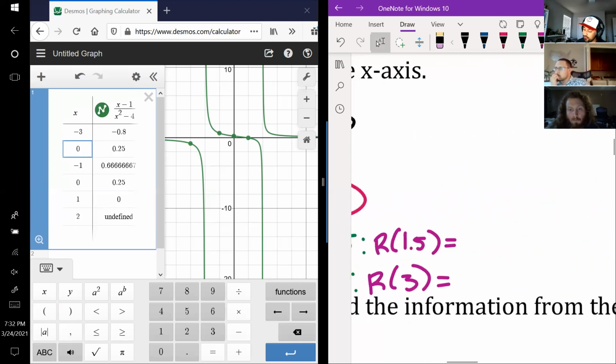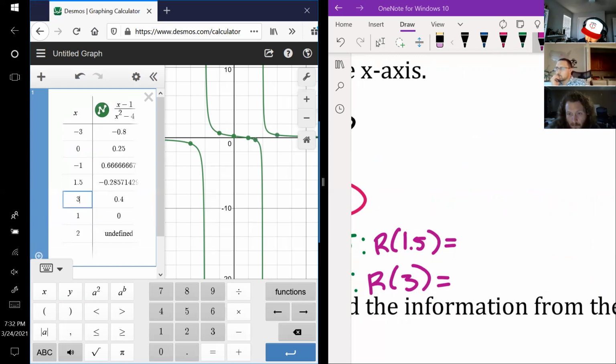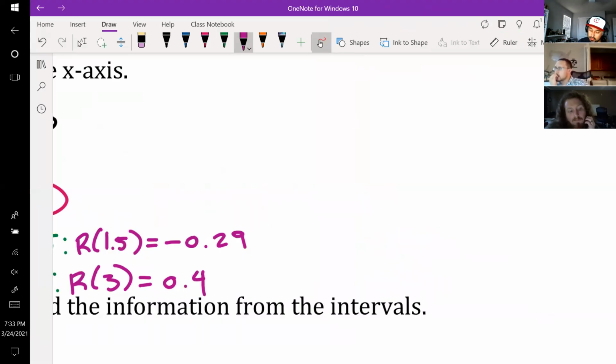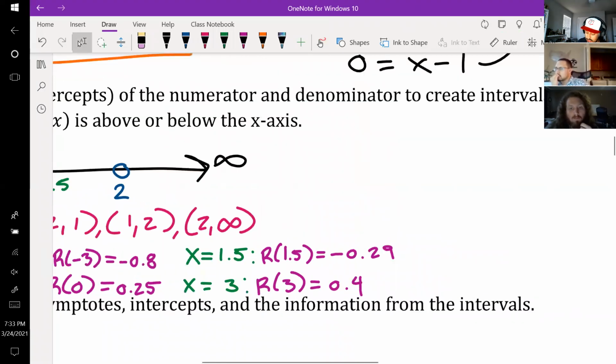All right. Now, let's plug in our other test numbers, and I'll tell you what these mean. Now we have 1.5 and 3. At 1.5, I get -0.29. And then at 3, I get 0.4. Okay. Back to the notes.